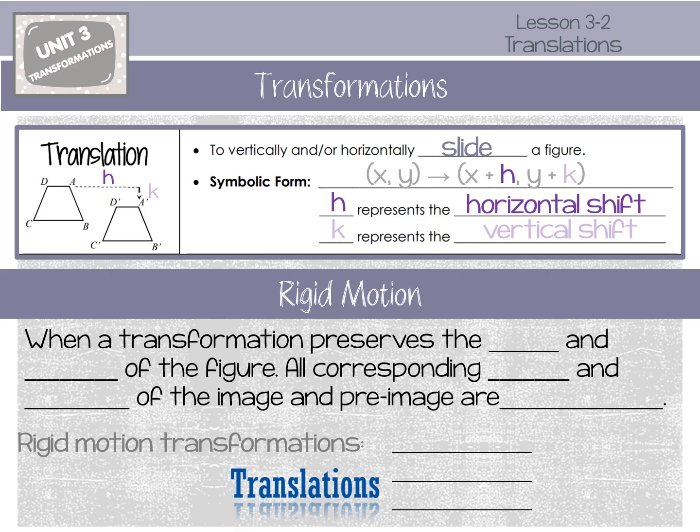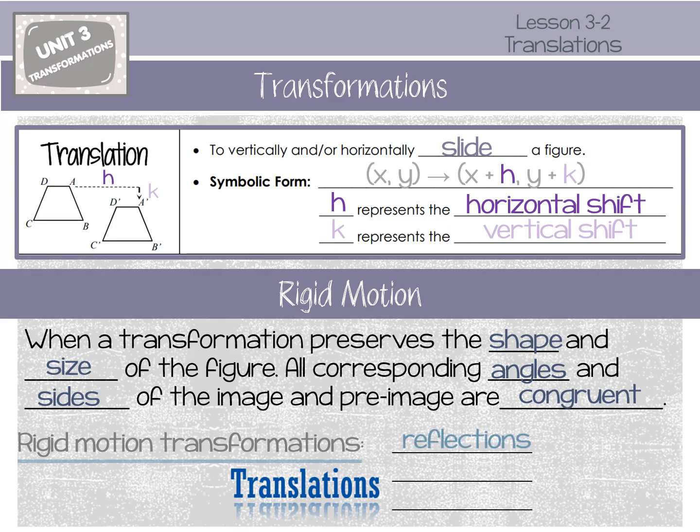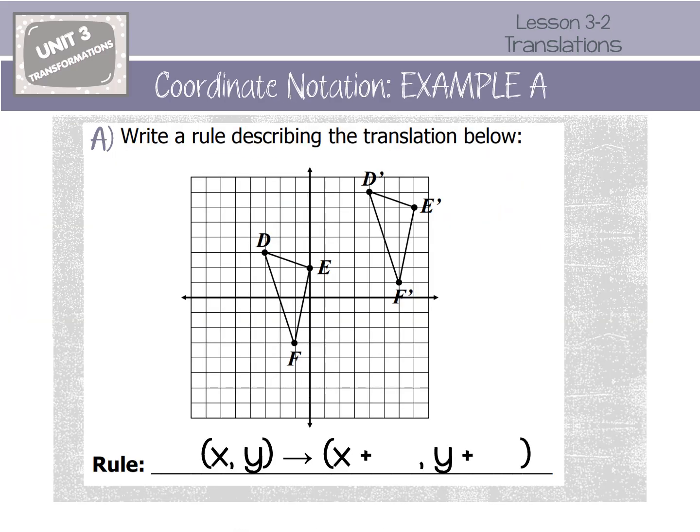Rigid motion. Just a reminder, when a transformation preserves the shape and size of a figure, it's rigid motion. All corresponding angles and sides of the image and pre-image are congruent. Rigid transformations. Reflections we did in 3.1. Today is translations, and then lesson 3.3 is rotations. They are all rigid motion.